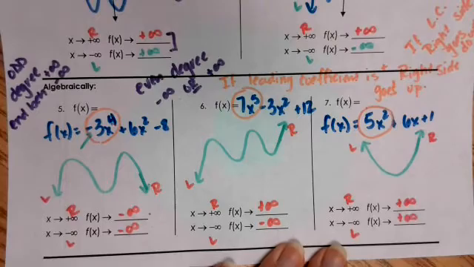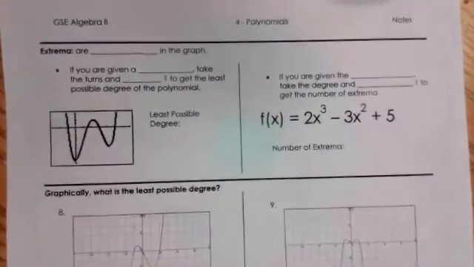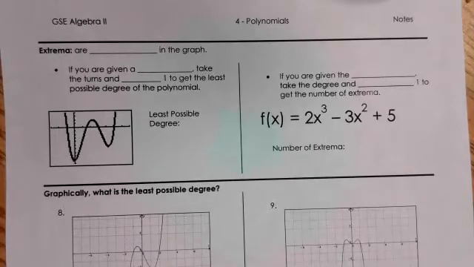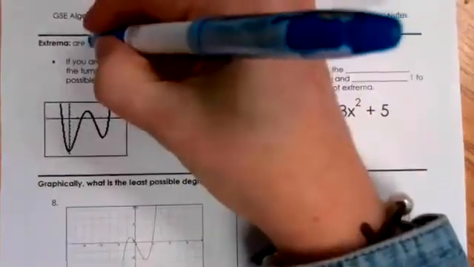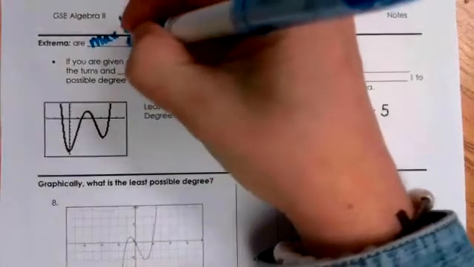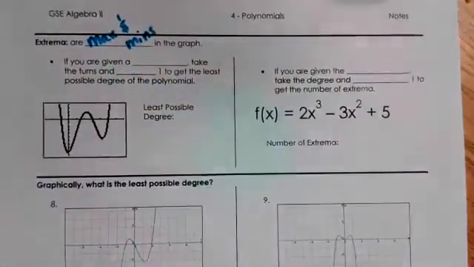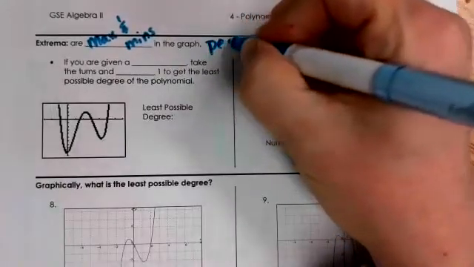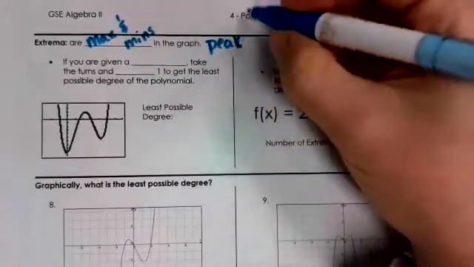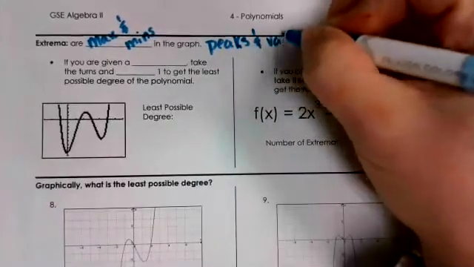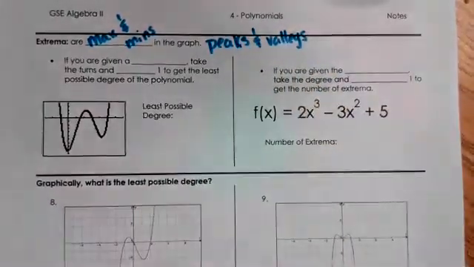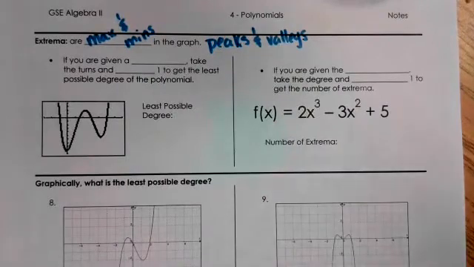All right. So, quick review of stuff on the back. Extrema are the maxes and the mins in the graph. I also like to call them the peaks and the valleys. They can be the absolute highest or relative highest. They can be the absolute minimum or the lowest minimum. The absolute. I think I said it backwards.